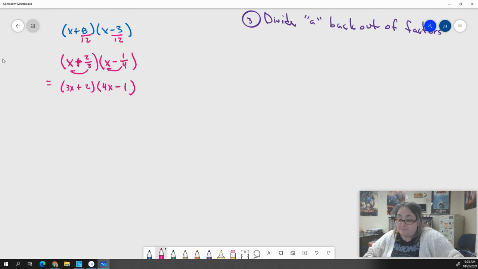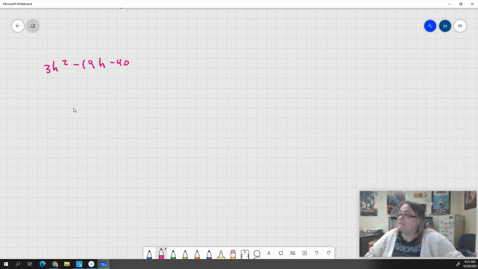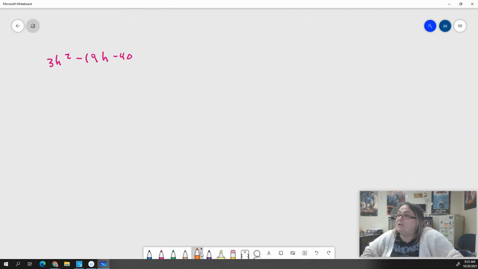So what if we have 3h squared minus 19h minus 40? Right? We'll move this up to the top. We're going to go ahead and multiply 3 times negative 40, and we're going to have h squared minus 19h minus 120. And so we know with this one, when we do the factors, we're going to have an h plus something. We're going to have an h minus something. Our bigger factor will be negative because of right here.